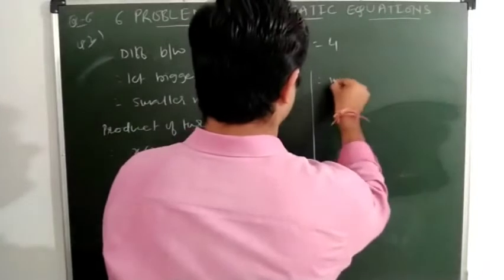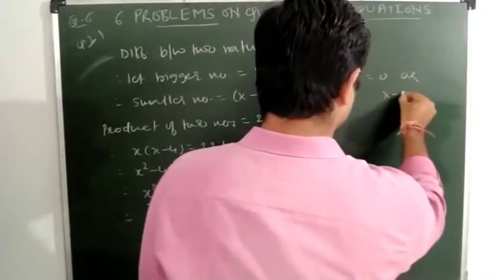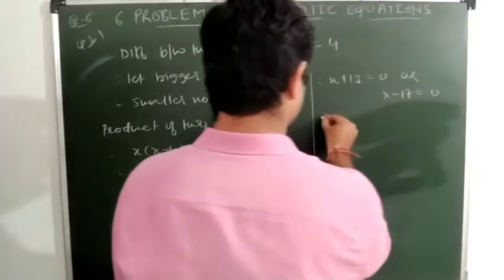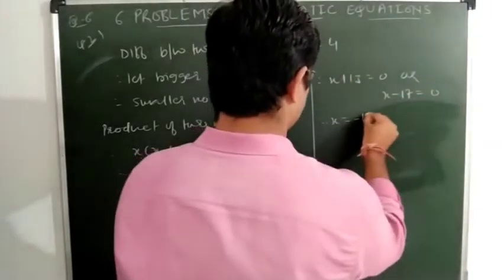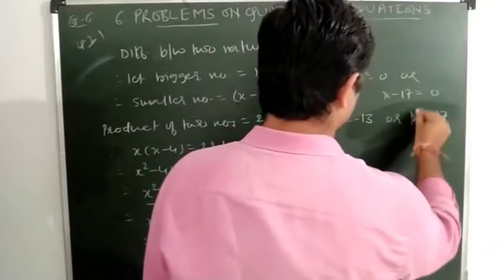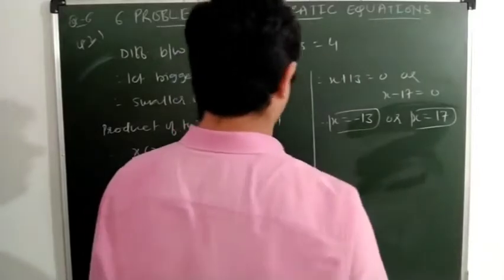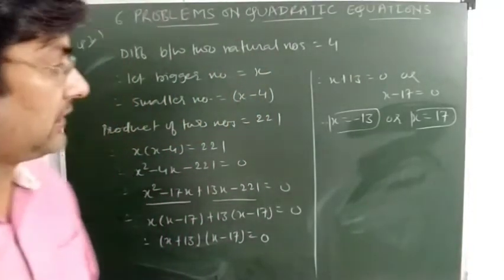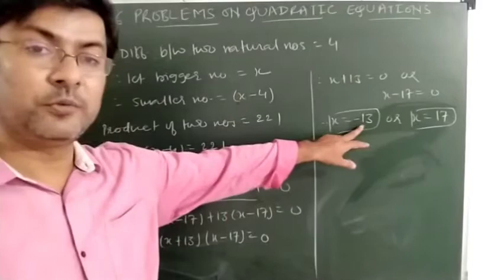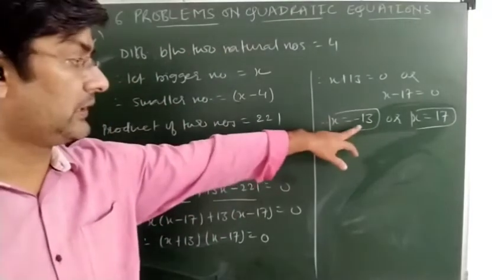Therefore x plus 13 equals 0 or x minus 17 equals 0. Therefore x is equal to minus 13 or x is equal to 17. Obviously, since the numbers are natural numbers, we will omit minus 13 and not take it as the right answer.